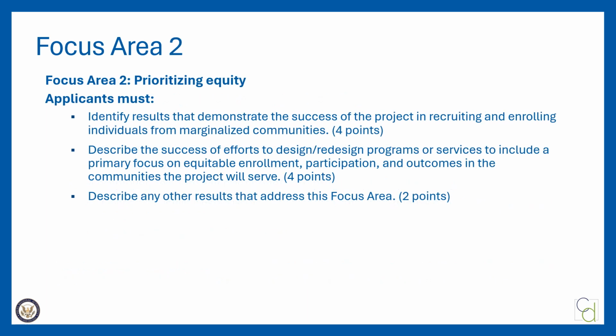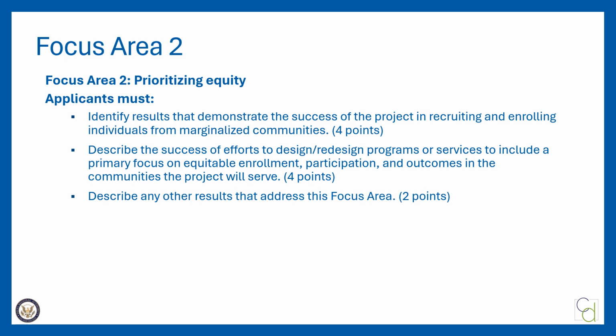The second focus area is prioritizing equity. In this section, applicants must identify results that will show how the project will be successful in recruiting and enrolling individuals from marginalized communities. According to the FOA, marginalized communities are those historically underserved and adversely affected by persistent poverty, discrimination, or inequality, including but not limited to Black, Indigenous, people of color, LGBTQ+ individuals, women, veterans, individuals with disabilities, individuals without a college degree, those with substance use disorder, and justice-impacted individuals. Keep in mind that whatever communities your project proposes to serve, you will be held to this by Department of Labor if you are funded.